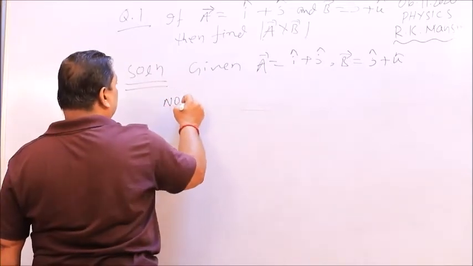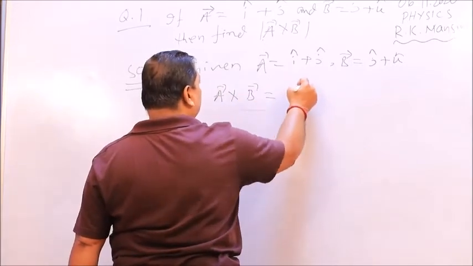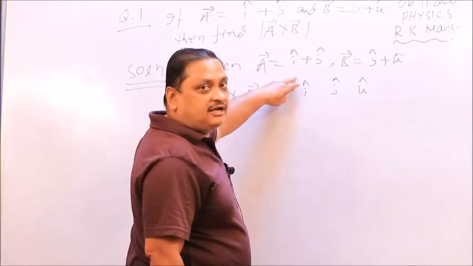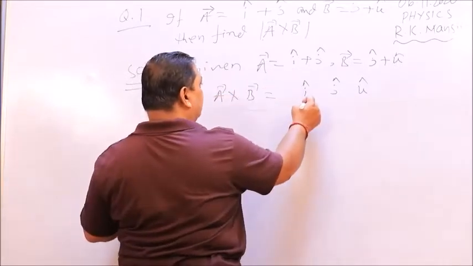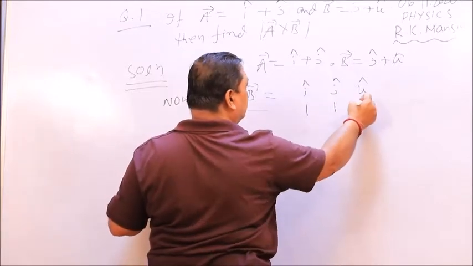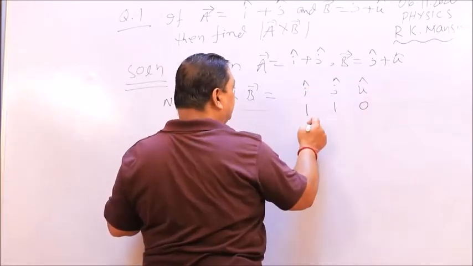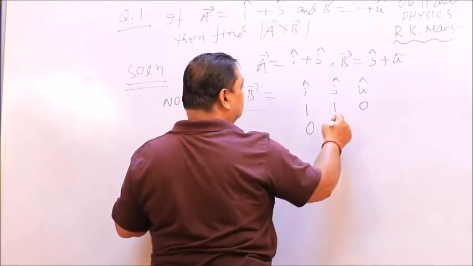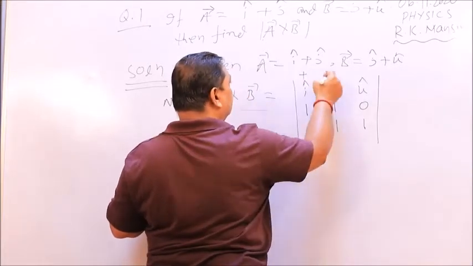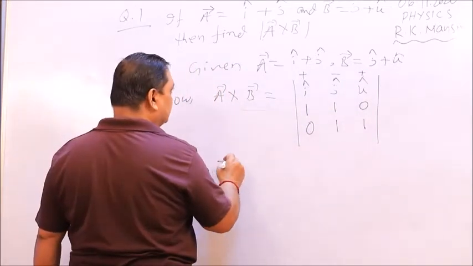Now you make the determinant A cross B with i cap, j cap, k cap. For vector A, the coefficient of i cap is 1, the coefficient of j cap is 1, there is no z component, so the value is 0. Similarly for vector B, there is no x component, so the value is 0, the coefficient of j cap is 1, the coefficient of k cap is 1. This is the determinant, plus minus plus. Now we have to break the determinant.